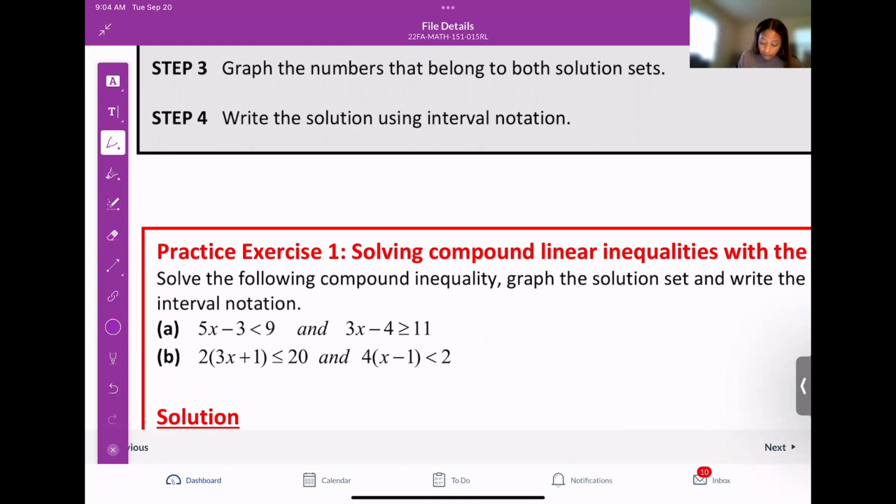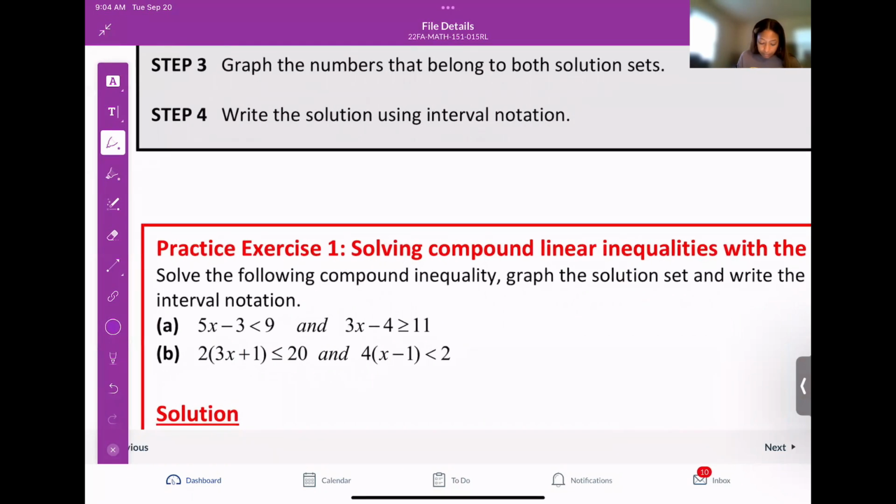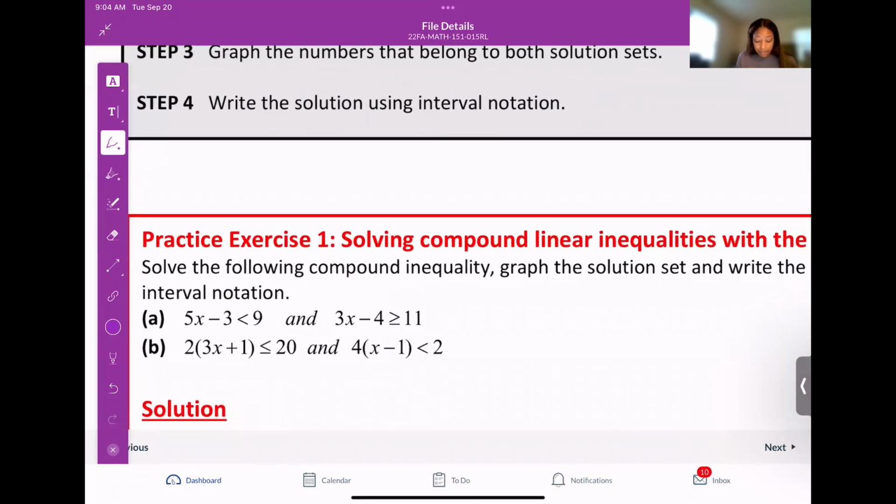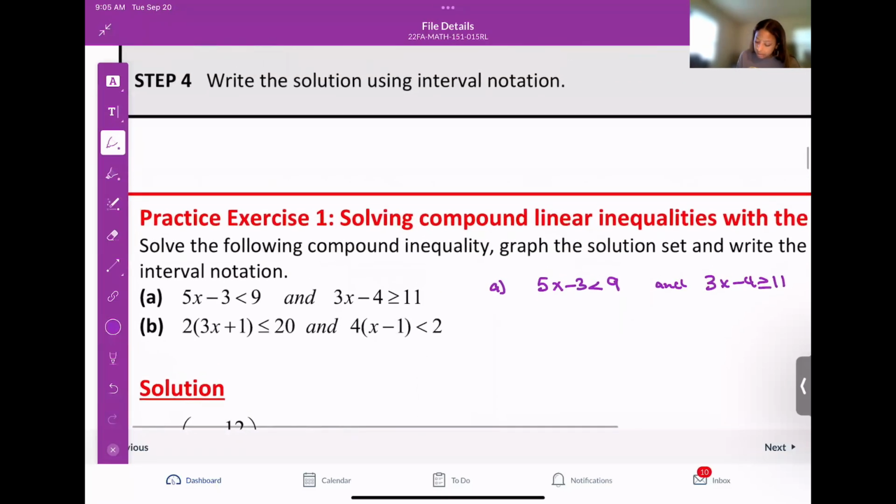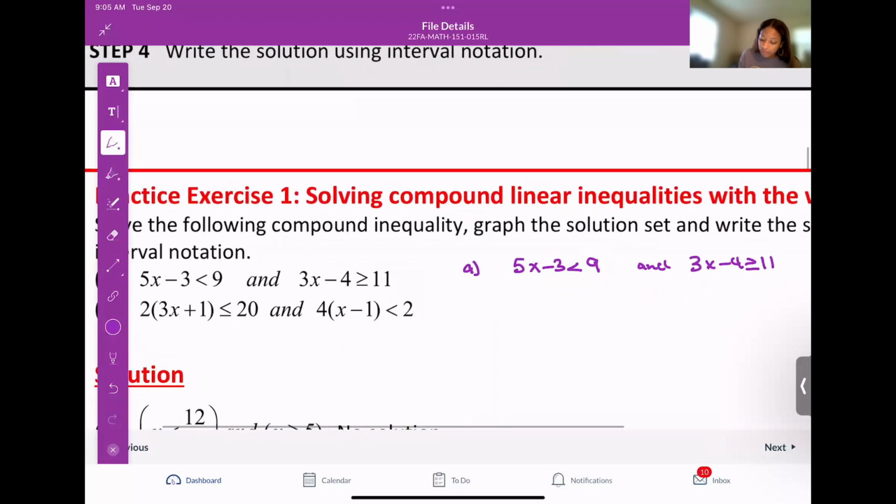For part A, we have 5x minus 3 is less than 9, and 3x minus 4 is greater than or equal to 11. So this is an "and" inequality we're going to do a practice problem for. For the first part, 5x minus 3 is less than 9. And for the second part, 3x minus 4 is greater than or equal to 11. We have to solve both of these.